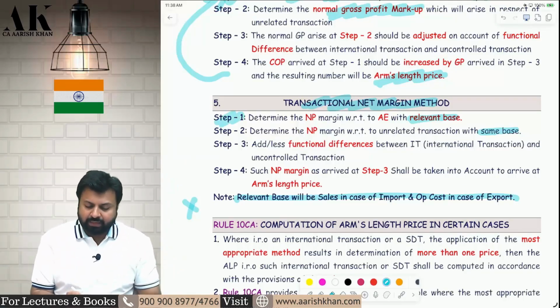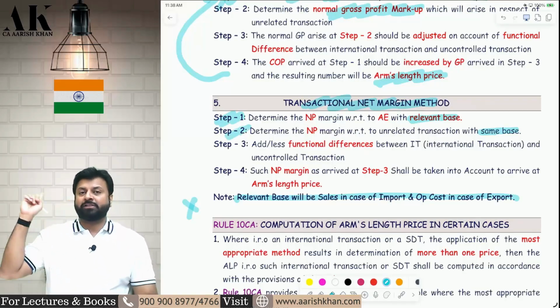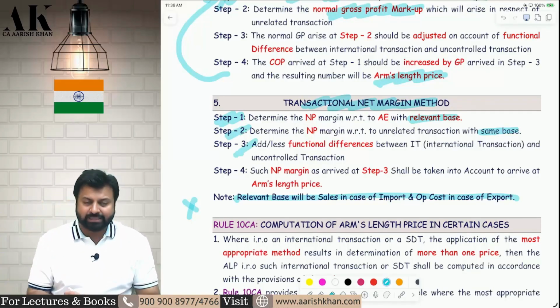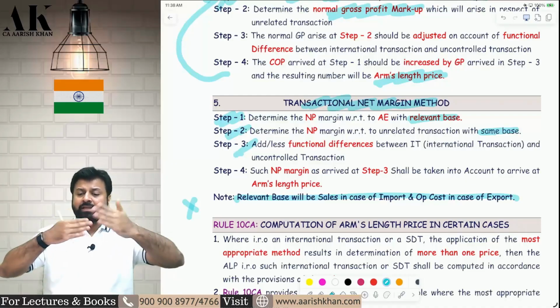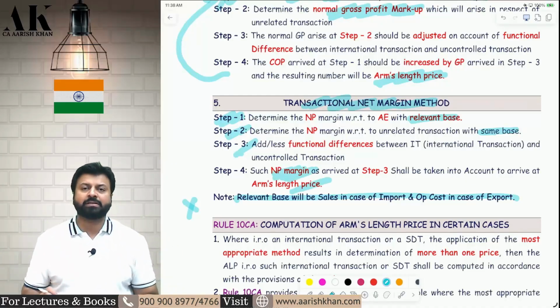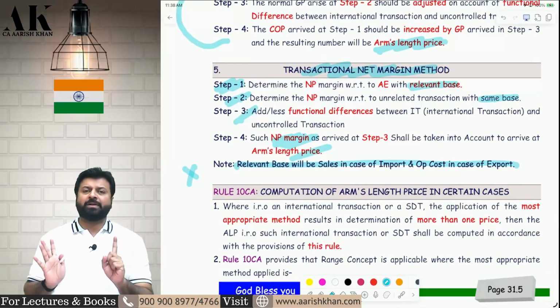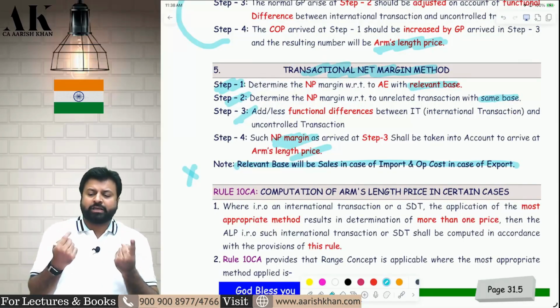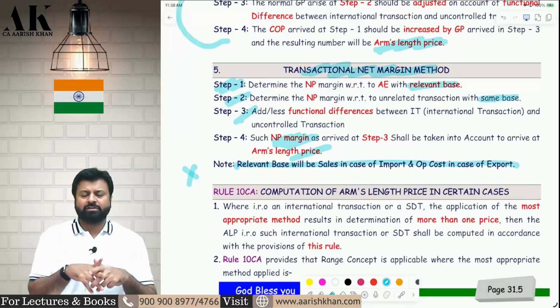So step number 1, find out the margin with respect to the associate enterprise. Then step number 2, find out the margin with respect to the uncontrolled transaction. Then adjust the margin. Here also the margin will be adjusted. See if there are any functional differences between both of them. Then adjust the margin. After the margin is adjusted, use that margin to find out the arm's length price. I hope it is clear to all of you. So this is what these 5 methods are all about. Along with this, there is one 6th method also, which the CBDT may prescribe on a case-to-case basis if you are not able to identify your arm's length price properly. But that is not relevant for our exam.